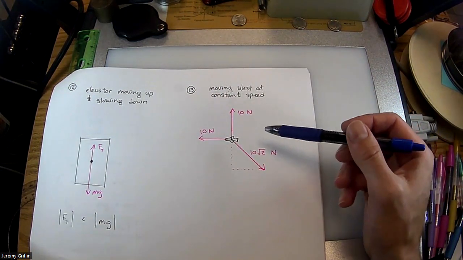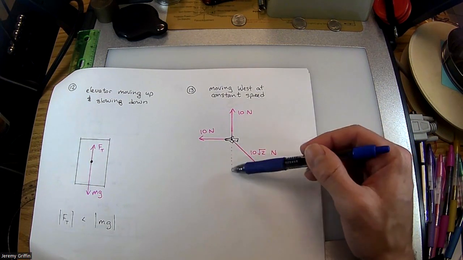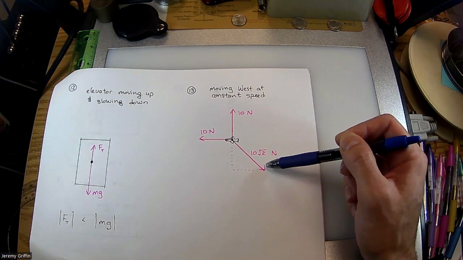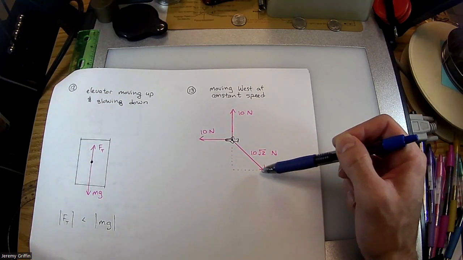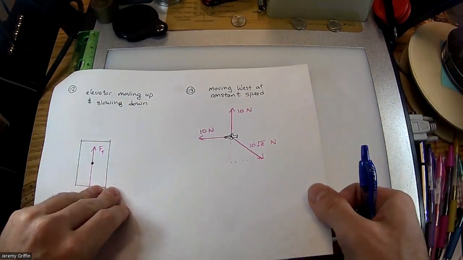Well, there has to be a force that has a downward component of 10 newtons and a rightward component of 10 newtons, or I should say south and east. Put that together and you get a southeast vector. See, 10 squared plus 10 squared, square root, you get 10 root 2, about 14.1 newtons.